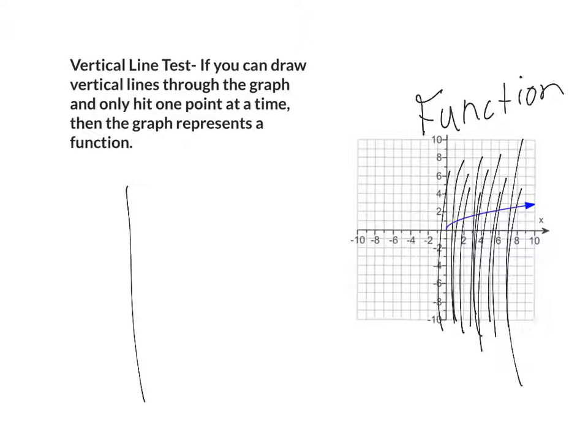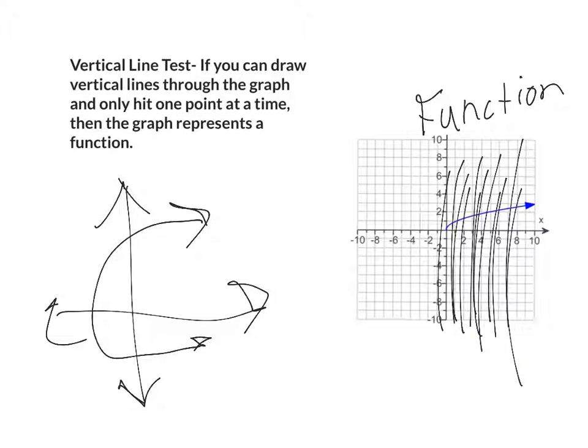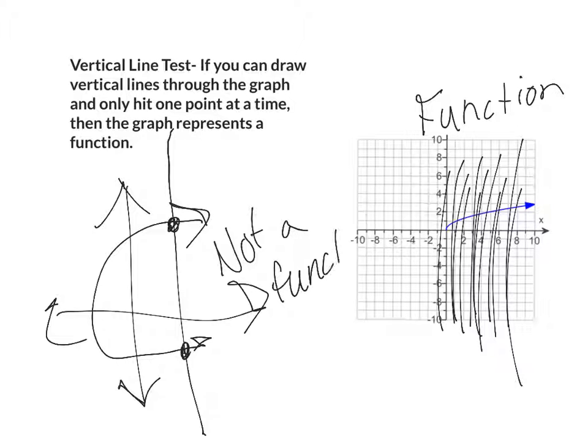Now, an example of something that wouldn't pass the vertical line test, let me quickly sketch a graph here. If I had a function that looks like this, ignore my sloppy drawing. If I go to do the vertical line test, I see that this one vertical line hits at this point and this point on the graph. So this is not a function because for this X value, there are multiple Y values.